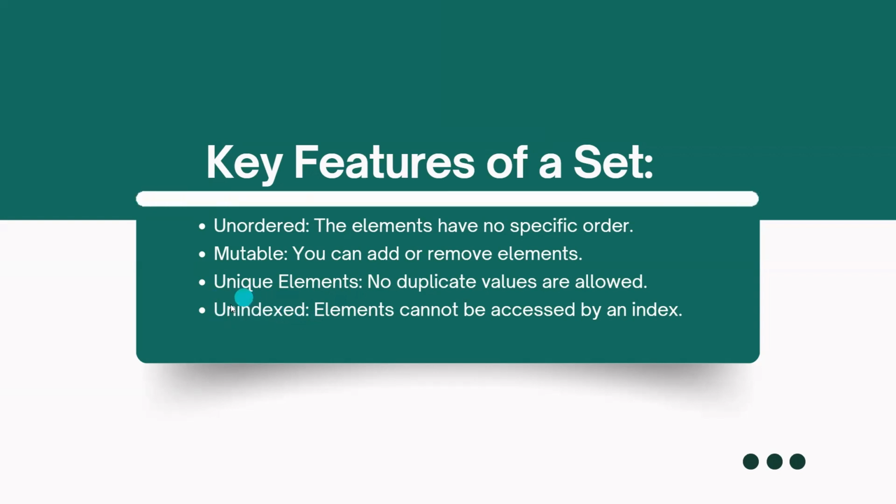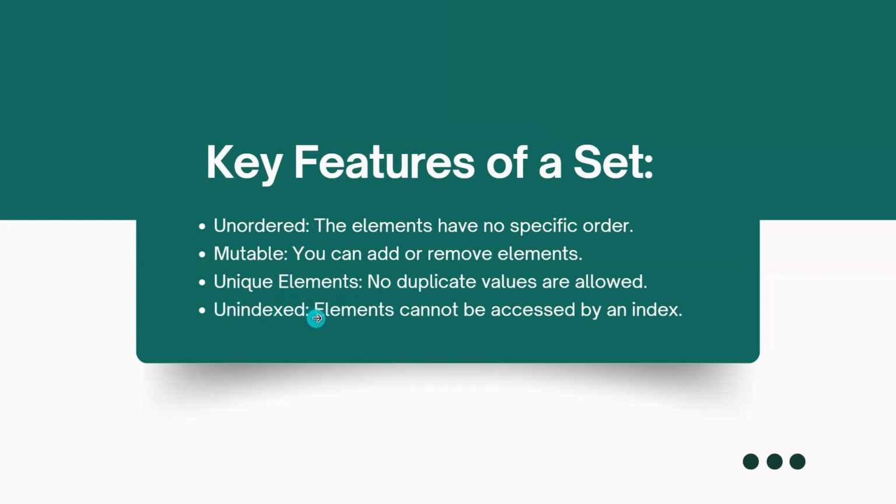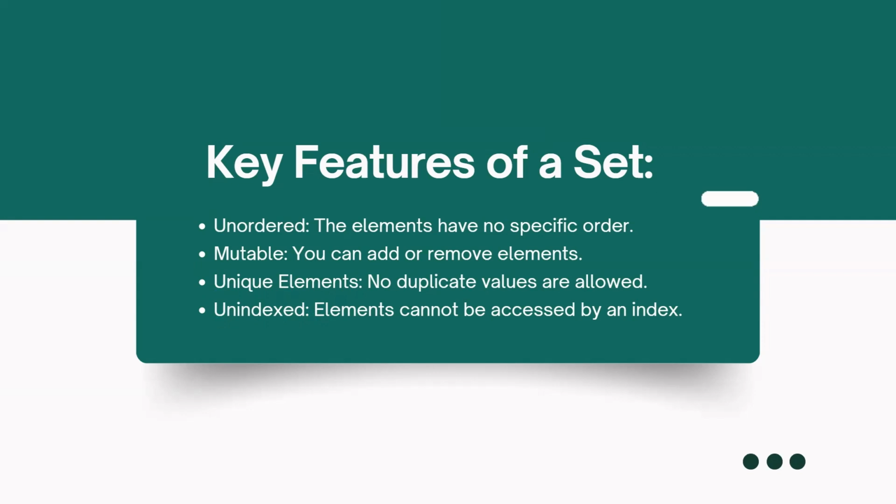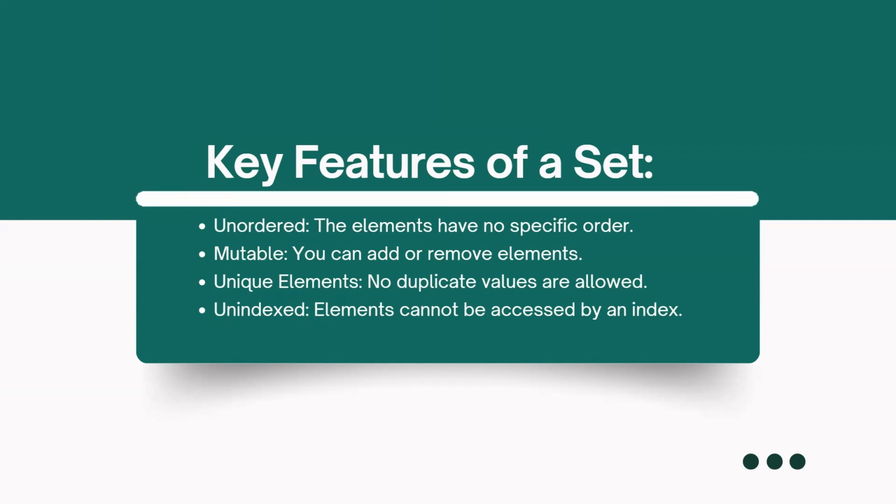Next one is unindexed. That means no indexing or slicing. Unlike a list, sets do not support indexing because they are unordered. So now let's see these features practically.